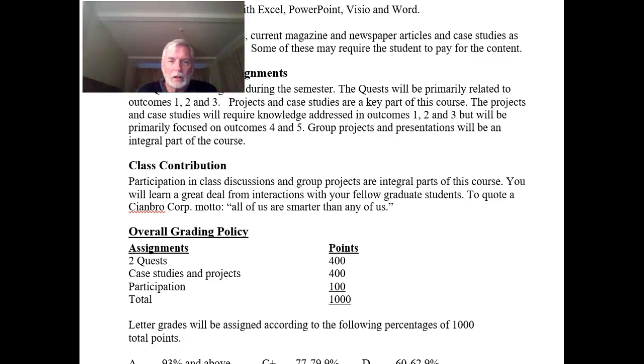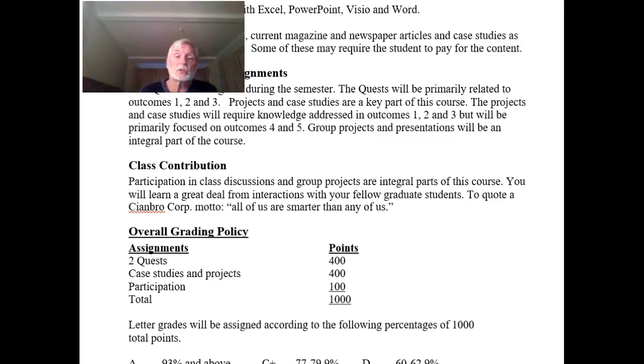I do like that quote that I give there from Chinbro, which many of you know, but if you don't, it's a large nationwide construction company based in Maine, and in every one of their conference rooms at their headquarters, and probably in their remote locations as well, though I haven't been to them, they have on the wall, all of us are smarter than any of us. And that's absolutely true. And that's what group work is about. That's what collaboration is about. And that's really, really important, that we pool our knowledge and our information and don't work in a silo.